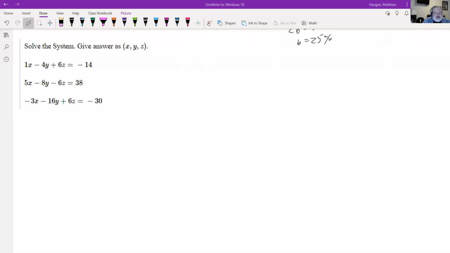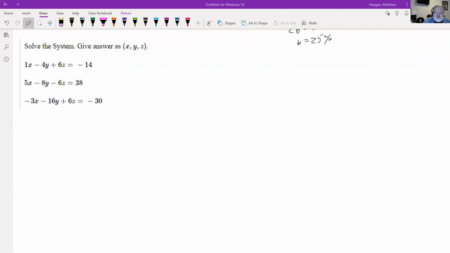In general, if you're going to have a nice, unique solution, you need as many relationships as you have variables. So if there were 4 variables, we'd want 4 relationships. We'd want 4 equations. If there were 5 variables, we'd want 5 equations.